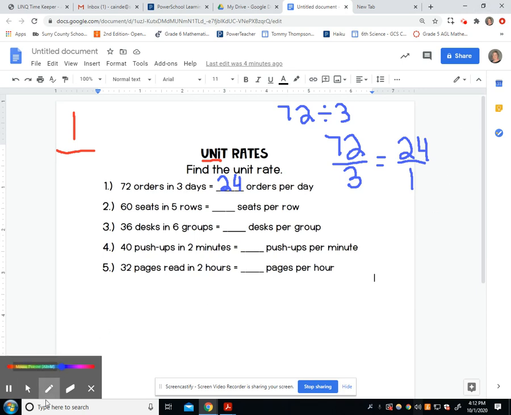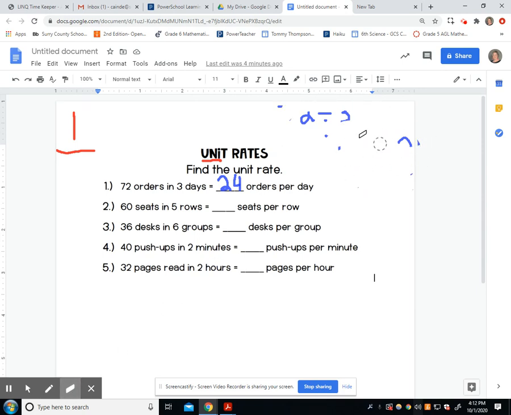Let's take a look at the next example. Problem number 2. In problem number 2, we have 60 seats in 5 rows. So the ratio comparing 60 seats in 5 rows could be written like this. I want to know how many seats is that per row. Per row means 1 row, so that is a unit rate.